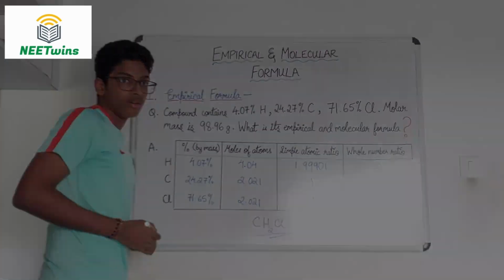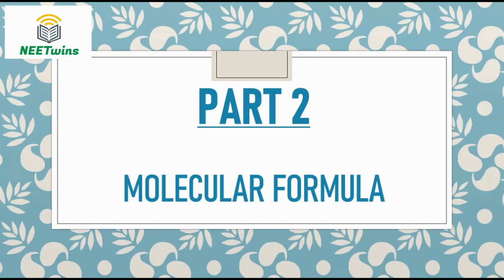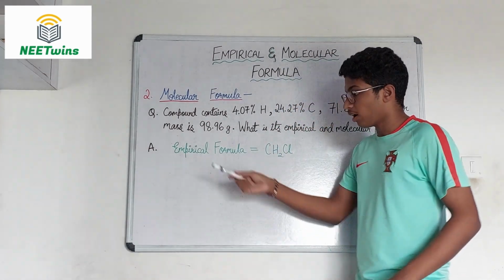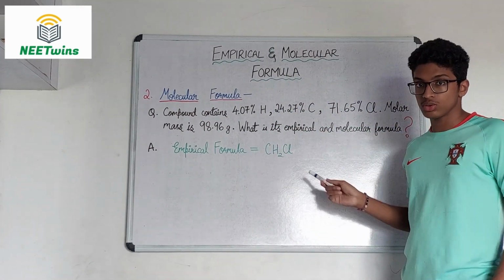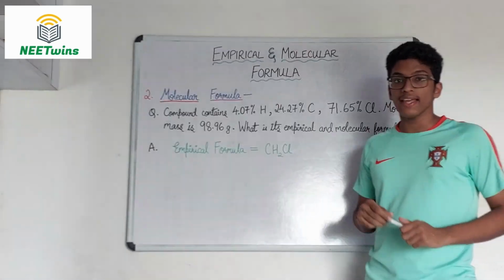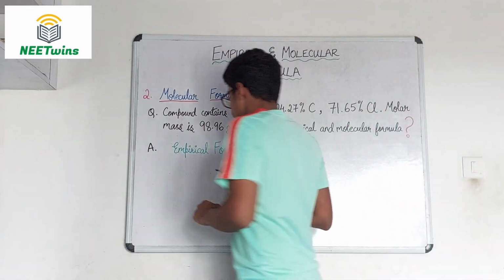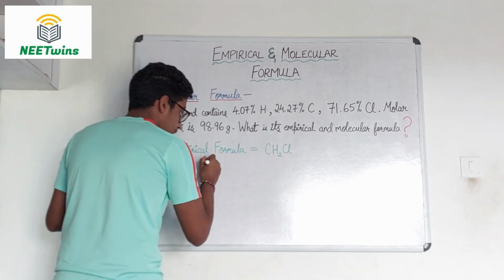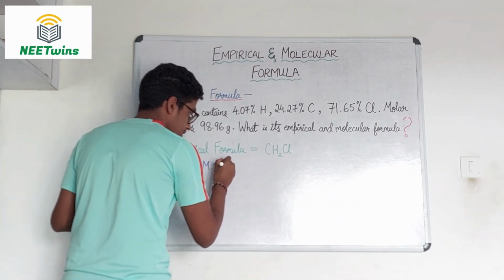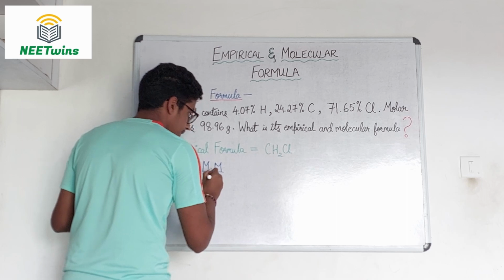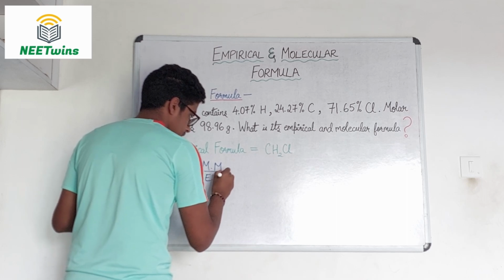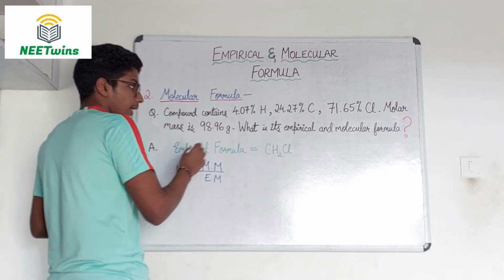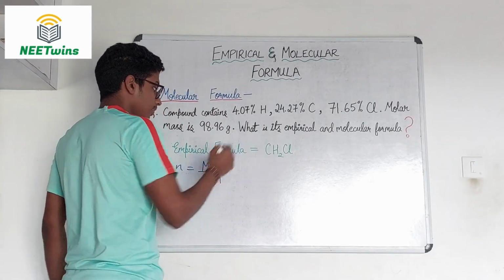Now let's look at molecular formula. Now to find the molecular formula, after already knowing the empirical formula is CH2Cl, we need to find what is called the N factor. And N factor is given by the formula N is equal to molecular mass divided by empirical mass. Now molecular mass is same as molar mass, which is given in the question. Empirical mass can be calculated from the empirical formula.